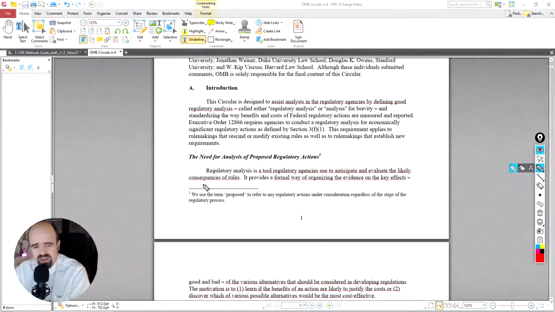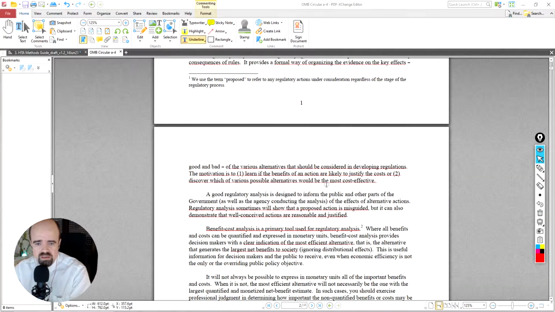anticipate and evaluate the likely consequences of policies, and provides a formal way to organize evidence on key facts that are good and bad, or various alternatives that should be considered in developing regulations. So the idea here, the unit of analysis, is looking at a specific policy intervention, determining what the various alternatives are, and then quantifying the costs associated with it, and then also the benefits.